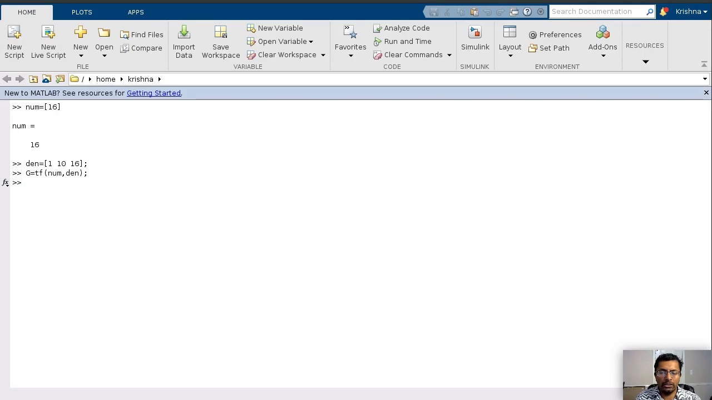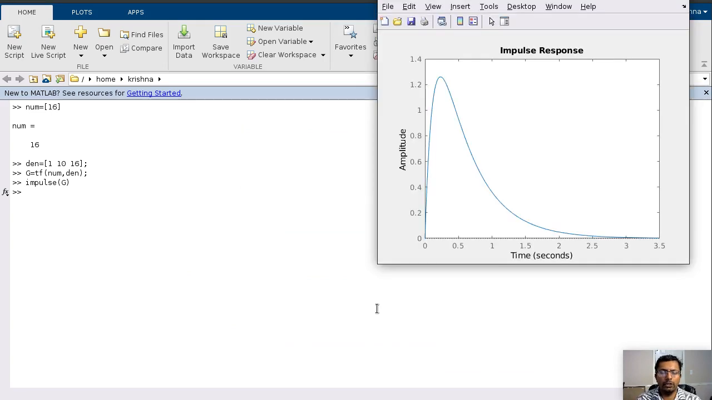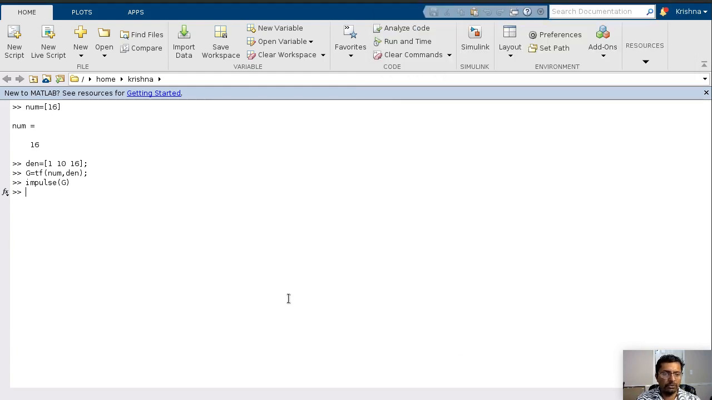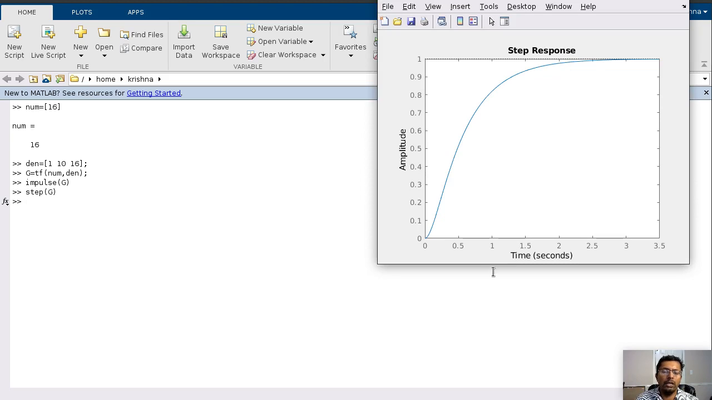So let's do that. We're going to go impulse of G. So this is the impulse response. Here we have the impulse response, with the time and then the amplitude. The impulse response is kind of like giving a kick to the system. So we can next do the step response of the system. Instead of impulse, we try step, and then we hit enter, and you're going to get the step response. So that's the figure over here.